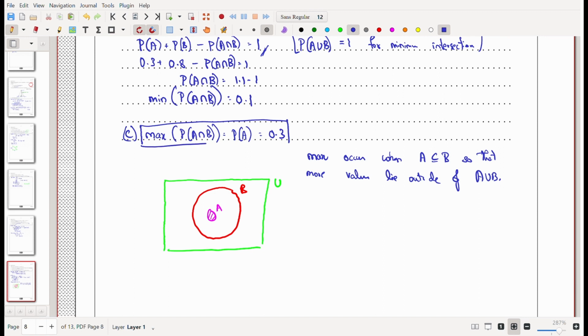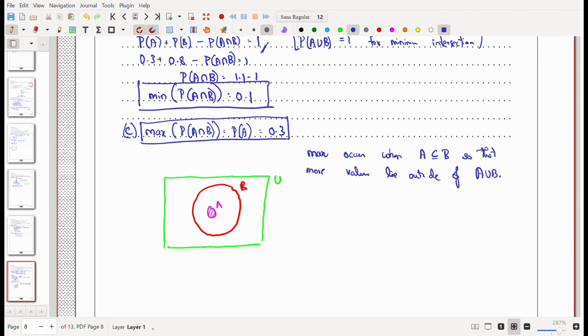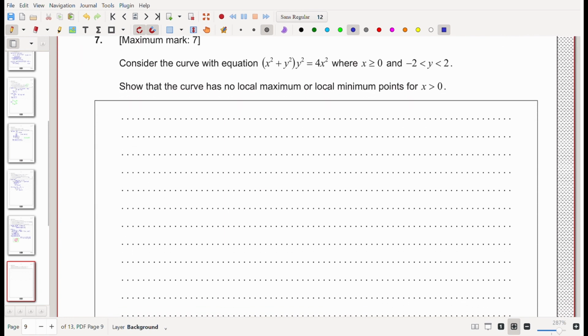That's it. So let's put boxes around our answers, make sure that what we're doing is clear, and move on to the next question. Question number 7, we are given a curve, and we have to show that the curve has no local maxima or minima for x greater than 0. For this, we can simply differentiate and show that dy by dx is not equal to 0 for this condition.